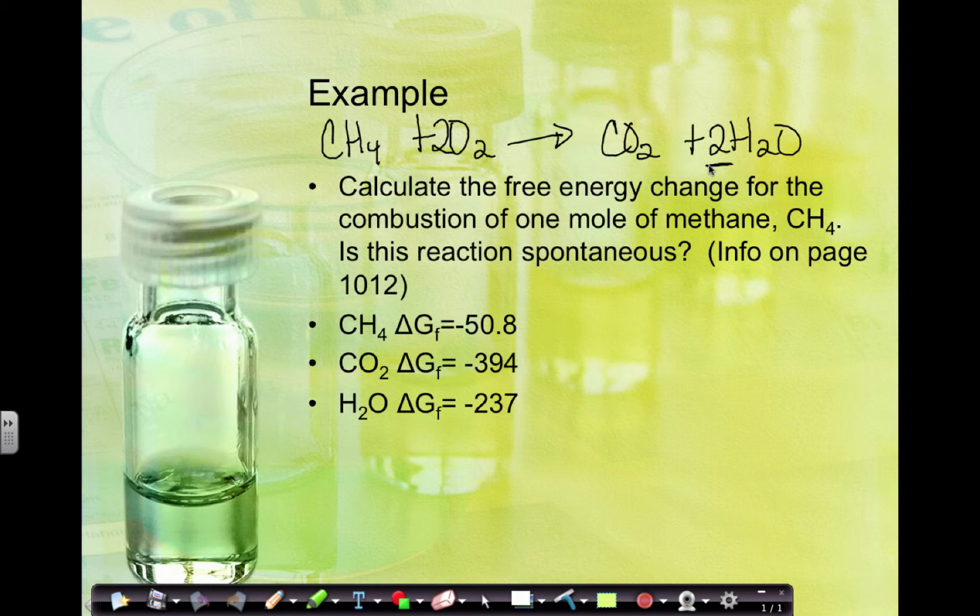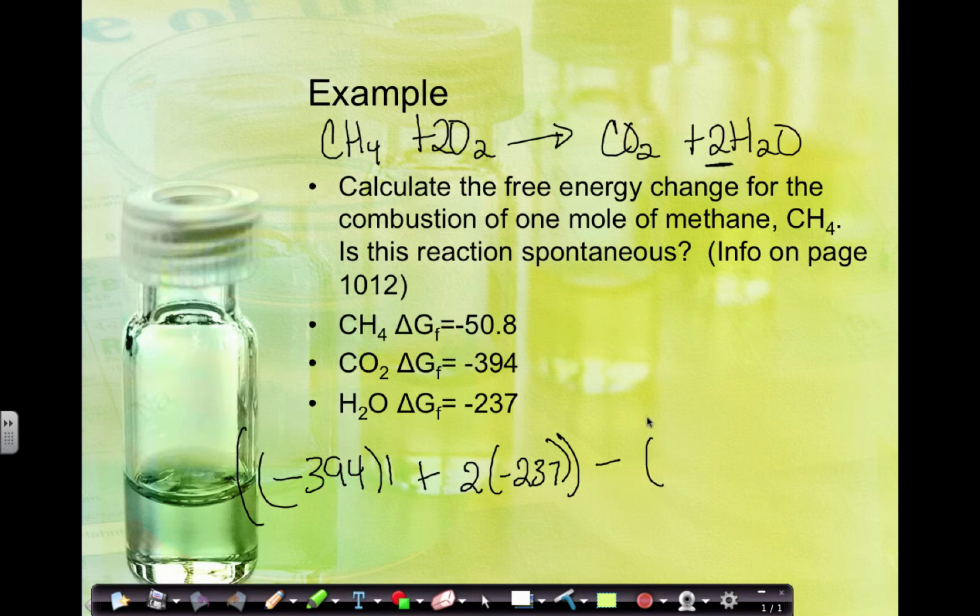All right, so now what we're going to do, we're going to do products minus reactants, and we're also going to make sure we account for the coefficients. So our first product would be CO2. We've got 1 of those. So 394 times 1. So I'm doing my products first, plus my water. I've got 2 moles of that. All right, so those are our products minus our reactants. Well, we have CH4. We've got 1 mole of that, so that's negative 50.8 times 1. And then plus the O2.